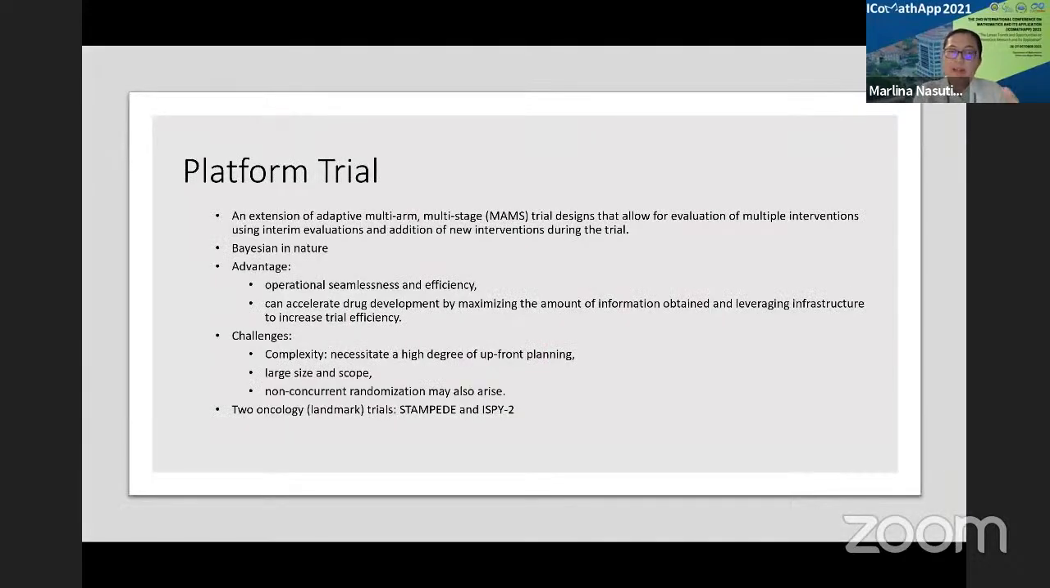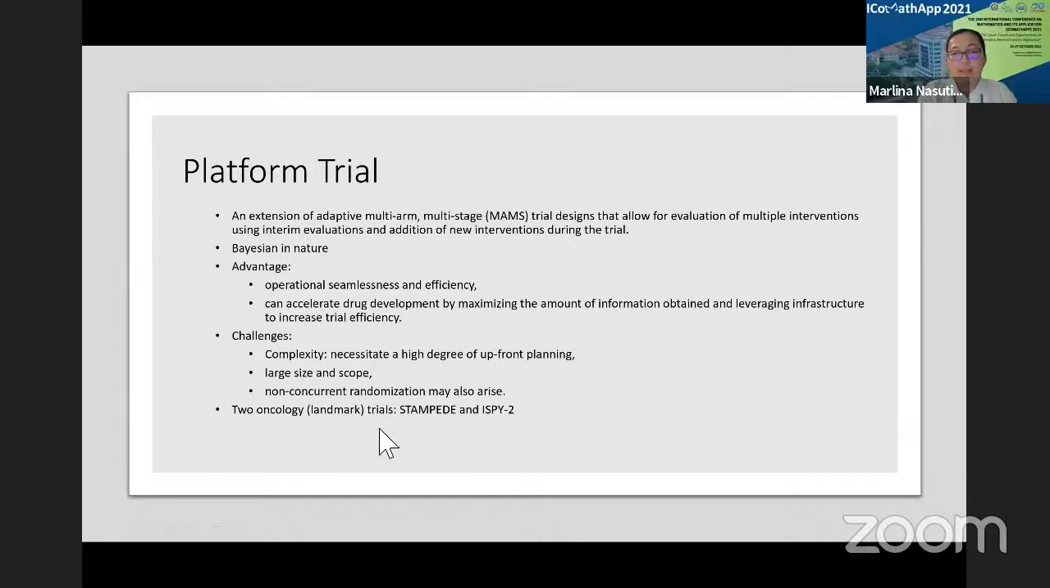So again, there are of course advantages and challenges. We can see how seamless and efficient things can be gained by platform trials, right? And it can accelerate drug development. But at the same time, the challenge is that it is complex, of course. So there will be tons of planning that needs to be done. Team collaboration needs to be very good. It's large in size, of course, and in scope as well.